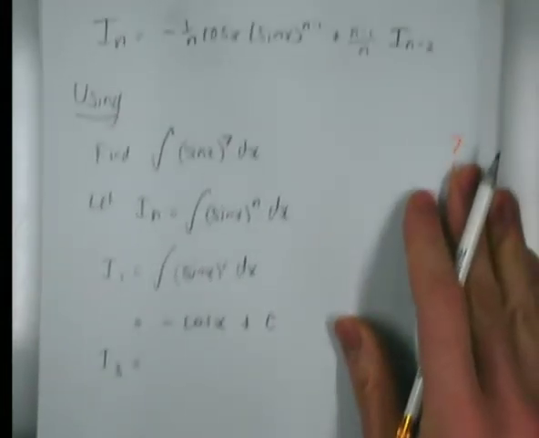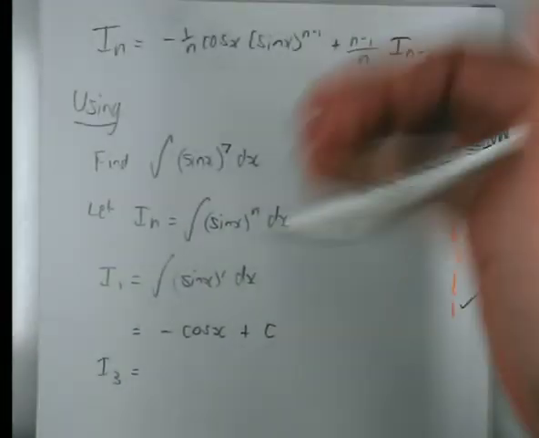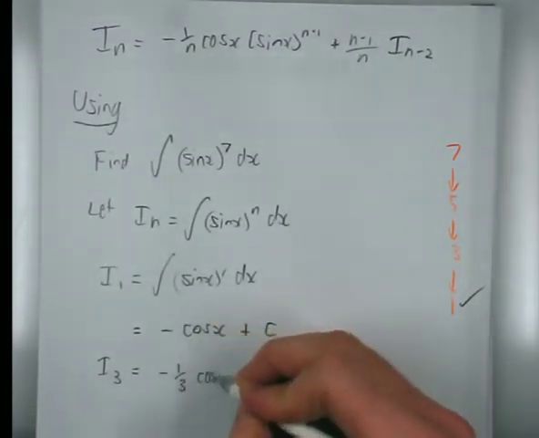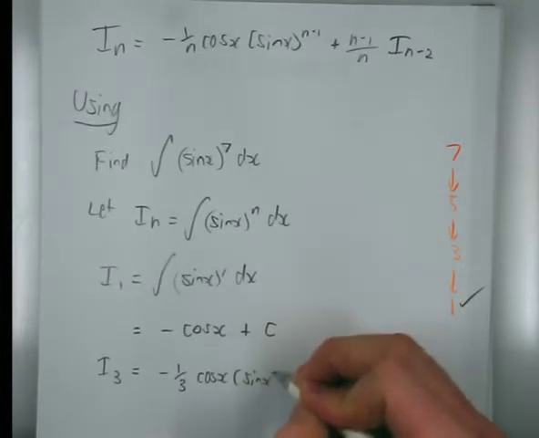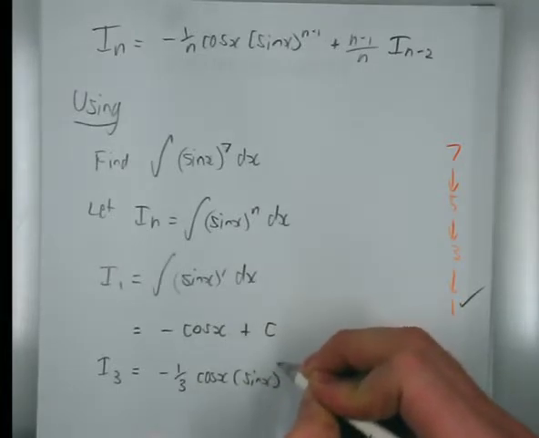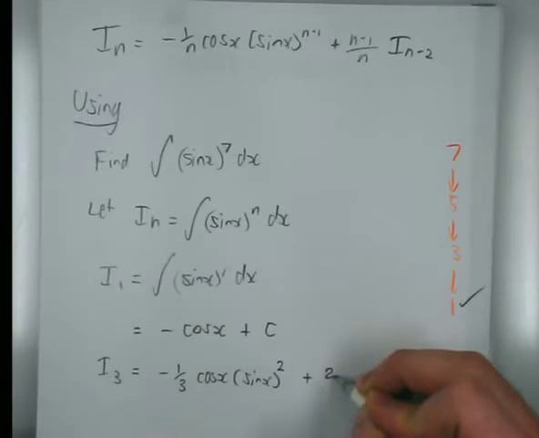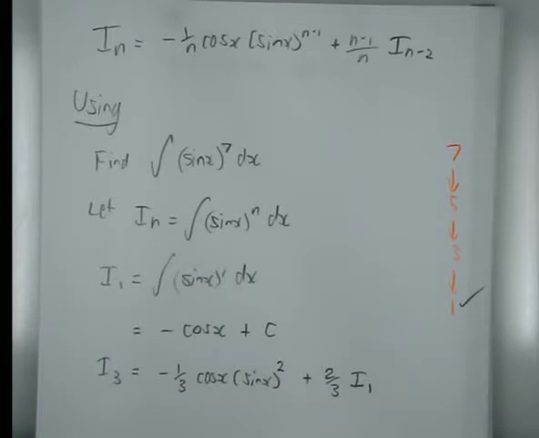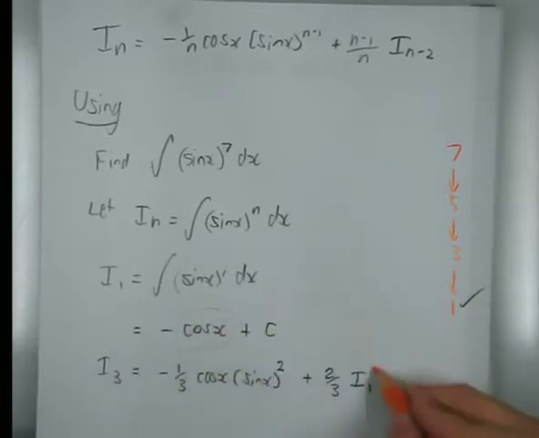So according to the reduction formula, minus 1 over, and n is 3, cos x, sine x, and n minus 1, well, n is 3, so that's 2, plus n minus 1, I, and n minus 2 is 1. So I put the 3 into my formula, and it's told me how to do my reduction, how to get it down to I1. And I know what I1 is. It's minus cos x. So I can sub that in there.